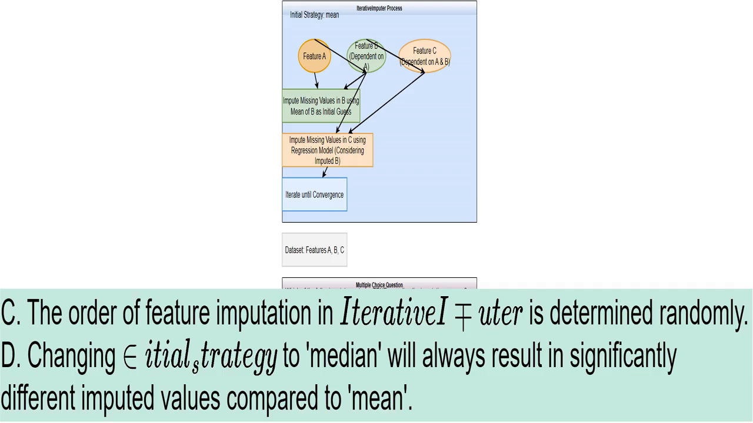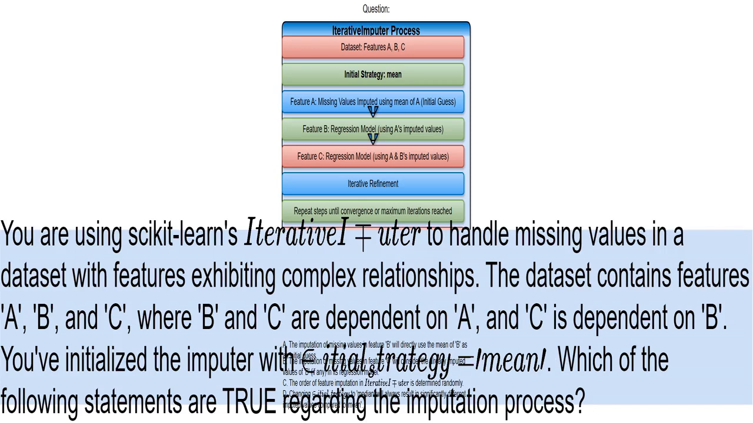Nope. The order isn't random. I follow the exact order of the columns you give me. This is a multiple choice question testing understanding of how the IterativeImputer in Scikit-learn handles missing data, particularly when features have complex relationships. I'll need to carefully analyze how "initial_strategy" and feature dependencies affect the imputation process.